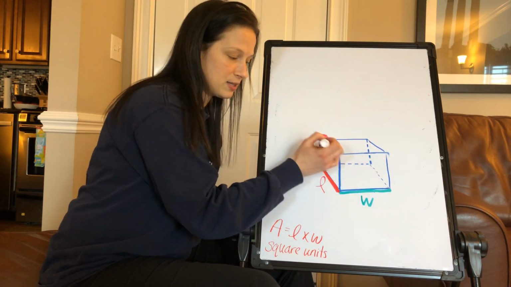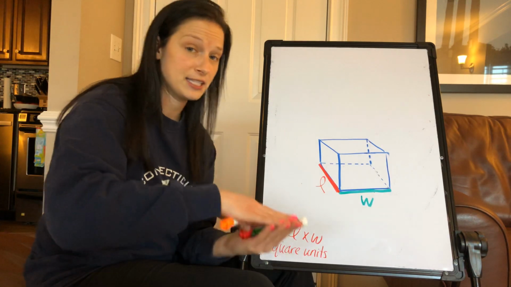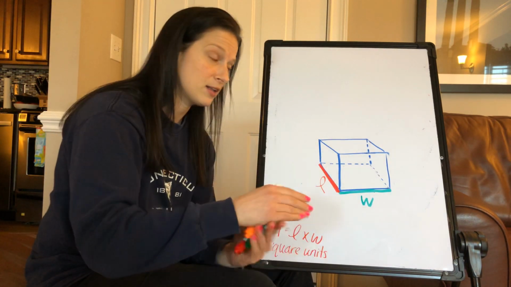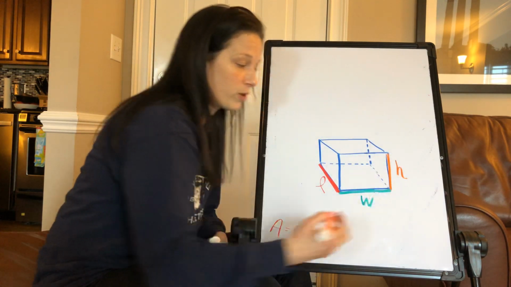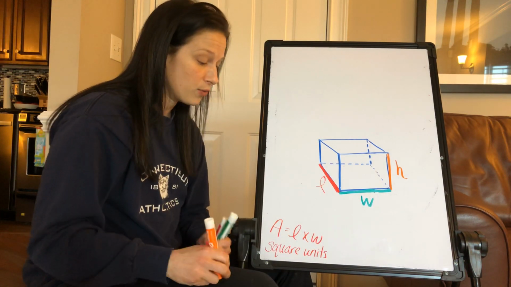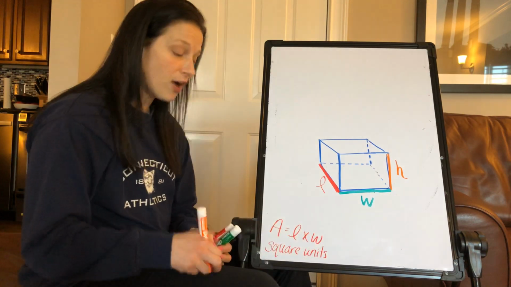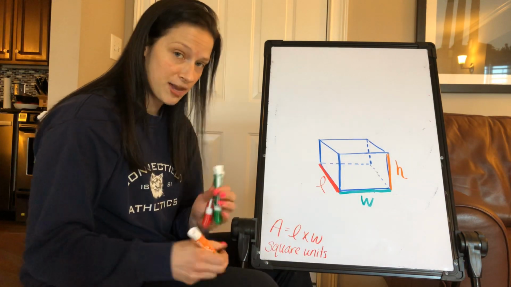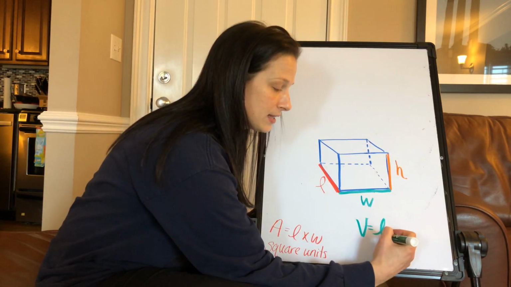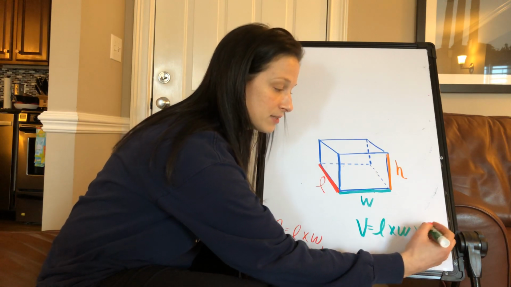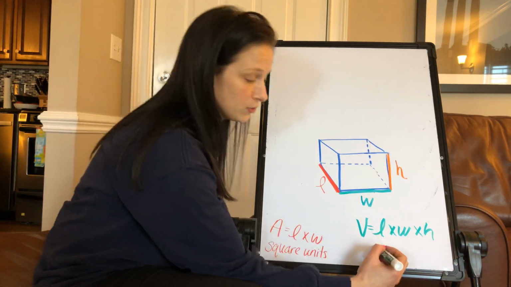It looks like it's going into the paper, that's your length. And then you're going to have your height, which is how tall something is, the height. And so we can clearly see the height here in orange, okay? So with area, you had 2 dimensions, you multiplied length times width. With volume, you have 3 dimensions, and you are going to multiply length times width times height. And you are not going to have square units, you are going to have cubic units.